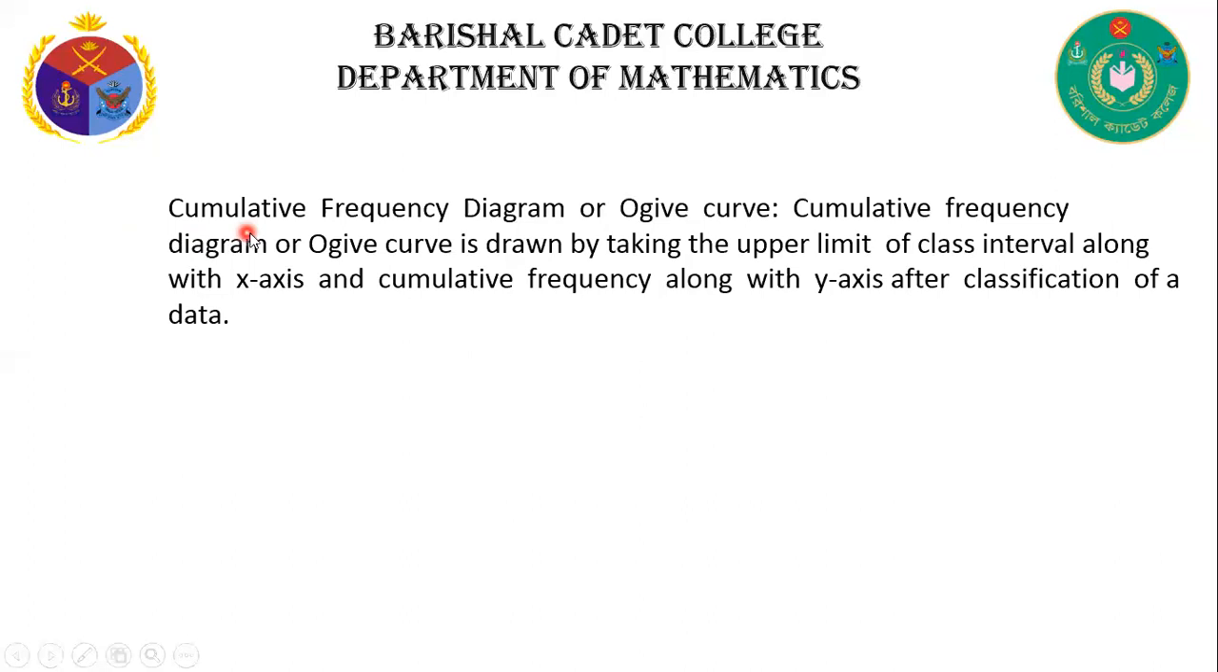Now the cumulative frequency diagram or ogive curve. A cumulative frequency diagram or ogive graph is drawn by taking the upper limit of the class interval along the x-axis and the cumulative frequency along the y-axis after classification of the data. Again, I repeat, it is drawn by taking the upper limit of the class interval along the x-axis and the cumulative frequency along the y-axis.